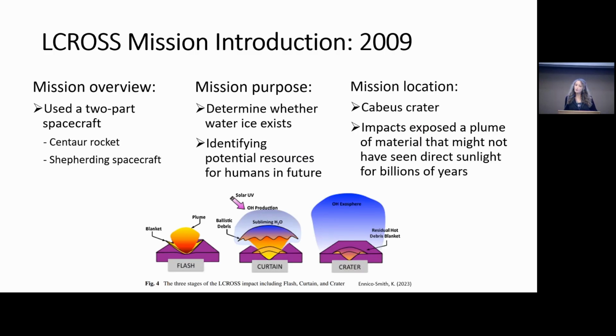A little bit more context for the original mission. It was a two-part spacecraft with the Centaur rocket and the actual shepherding spacecraft, both of which made contact with the moon in the Cabeus crater, which is interesting because it's a permanently shadowed region, which is exactly like it sounds. The impacts exposed a plume of dust, which you can see on the bottom, of material that hadn't seen direct sunlight for billions of years. The purpose of the mission was to determine whether water ice existed and to potentially identify resources for humans in the future.